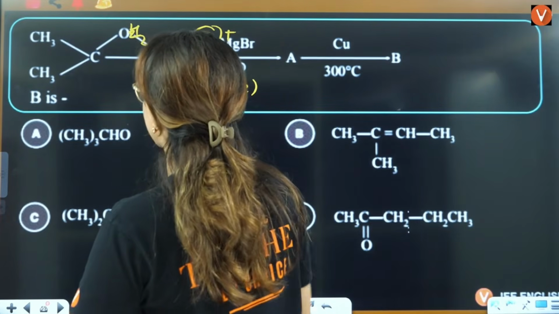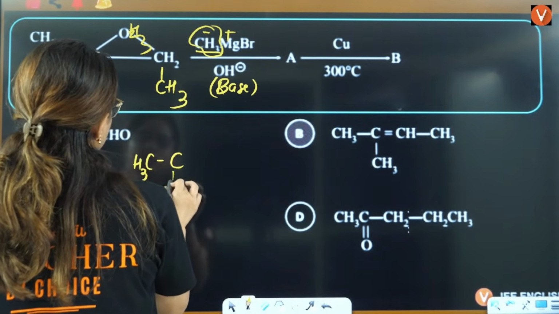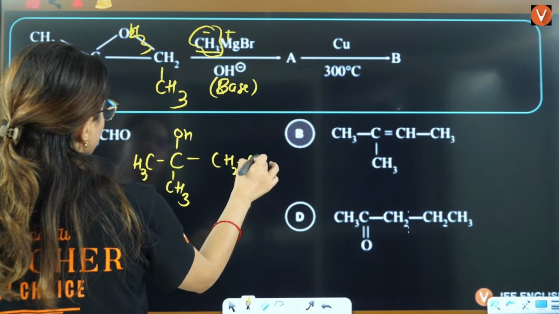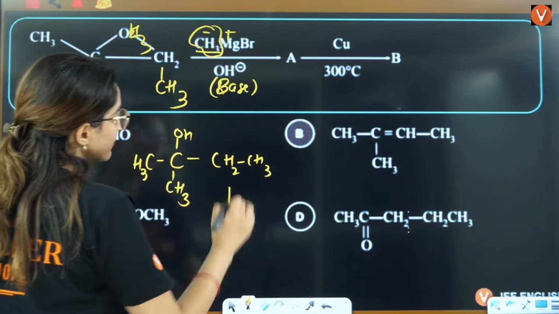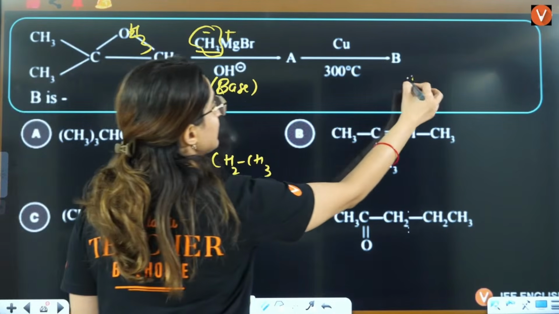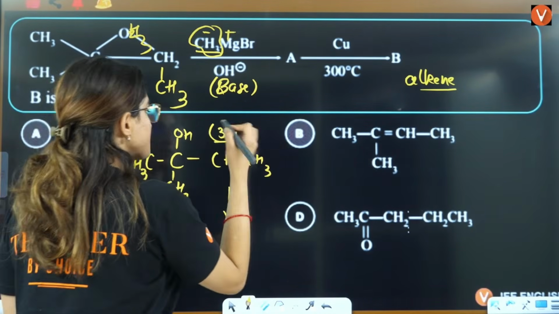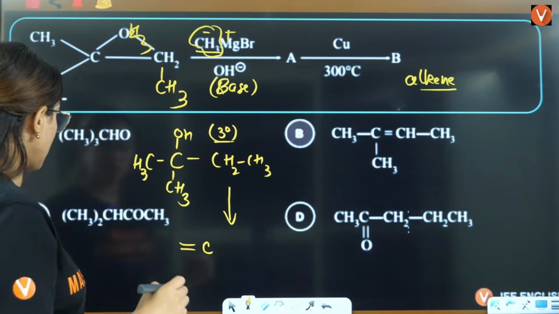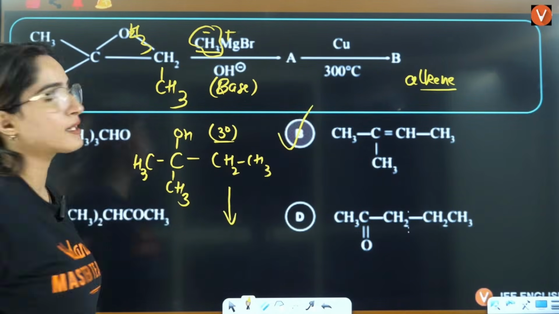And here you will have OH, so it will give rise to CH3, OH, this is CH2, CH3. Then we know that copper at 300 degrees Celsius, if you have 3 degree alcohol, that will give rise to alkene. This is 3 degree alcohol, this will give rise to alkene, and the alkene will be... this is not the correct answer. So the answer will be B.